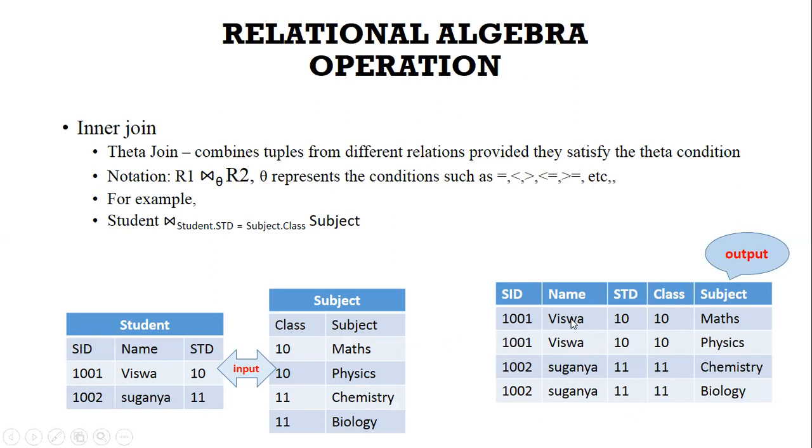So 1001 Viswa, standard 10, class 10, maths will be included. Again for Viswa, physics will be included because standard 10 has the class 10 and the subject has maths and physics. For Suganya also, she belongs to standard 11 and it is equal to class 11 in the subject table. The subject has two subjects, chemistry and biology, which have been mentioned here.